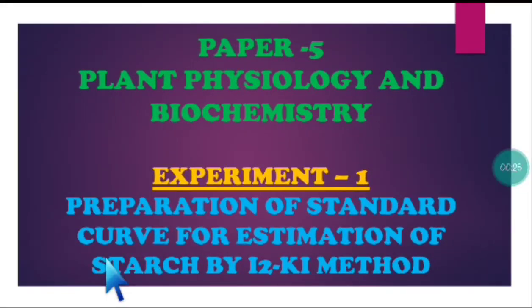Okay, this is the experiment from paper 5, plant physiology and biochemistry. The aim of the experiment is preparation of a standard curve for the estimation of starch by the I2-KI method. Now, coming to the principle, here we are going to use the I2-KI reagent.